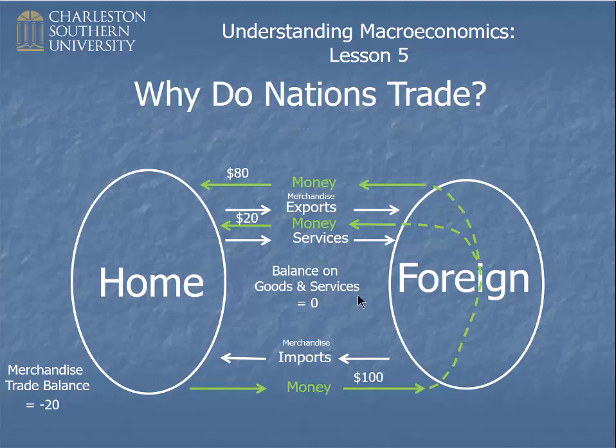All right, let's do it again. This time, let's imagine that only $70 comes back from merchandise. So 100 goes out, 70 comes back from merchandise. So that makes the merchandise trade balance minus 30. And now the balance on goods and services will be minus 10. Can you see that? 100 went out, 70 came back this way, and 20 came back this way. 70 plus 20 is only 90. So the balance on goods and services is minus 10.